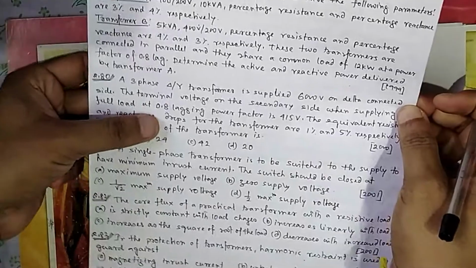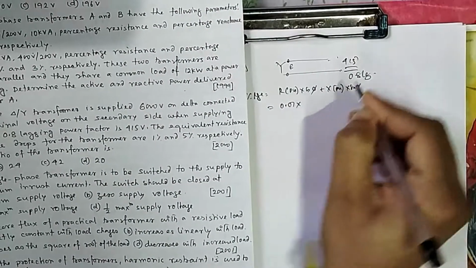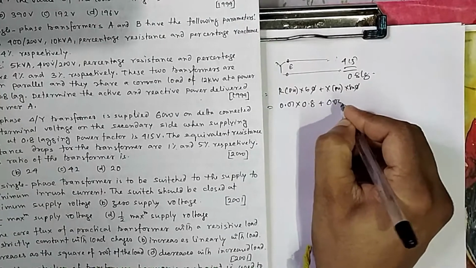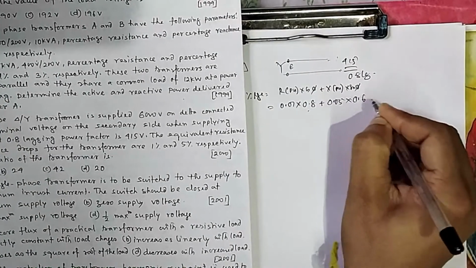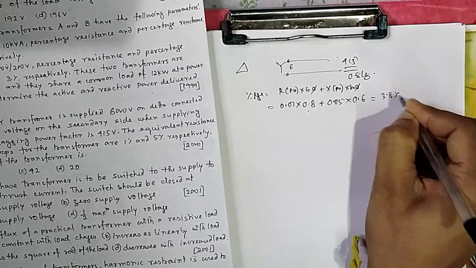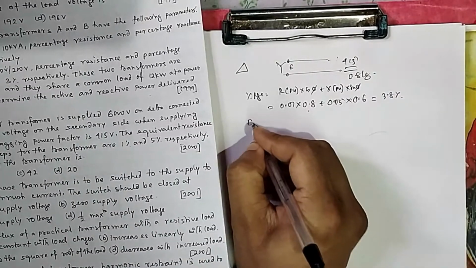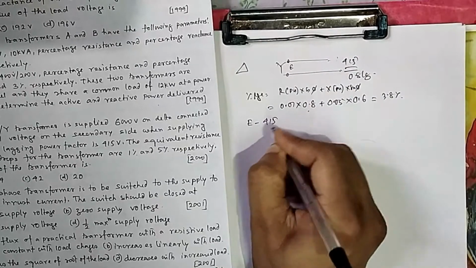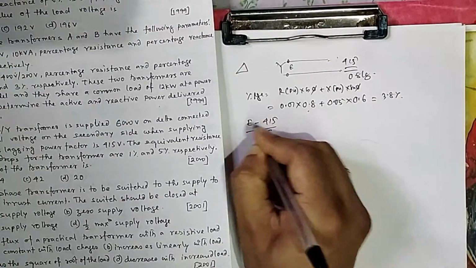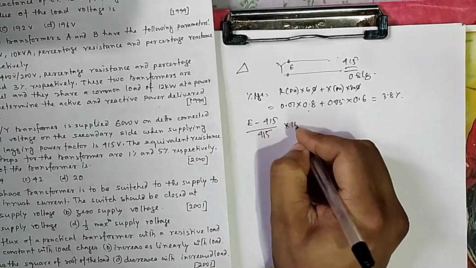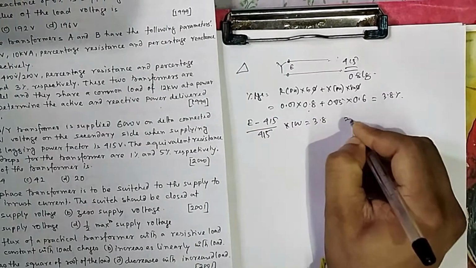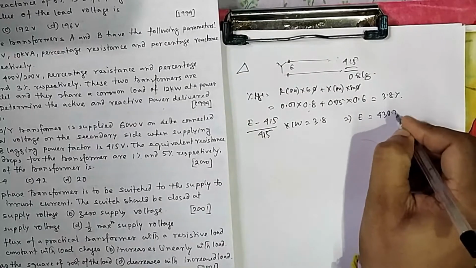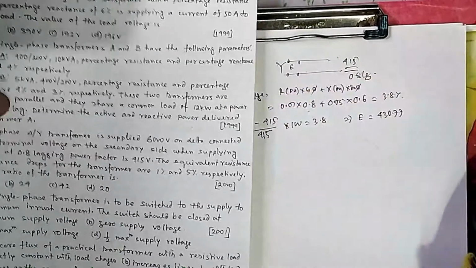If you put these values, 0.01 into cos phi, which is 0.8, and X per unit is 0.05. If cos phi is 0.8, then sin phi will be 0.6. So your regulation will come to 3.8%. What is regulation? Regulation is no load, that is E generated, minus your terminal voltage at full load, divided by full load. No load minus full load by full load into 100, that is given as 3.8. From here if you calculate, it will be equal to 430.77. So this voltage.